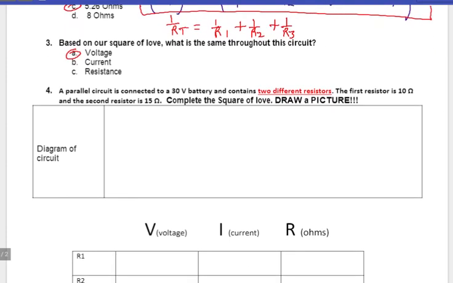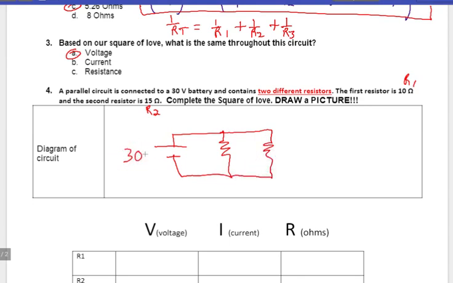A parallel circuit is connected to a 30-volt battery and contains two different resistors. The first resistor is 10 ohms and the second resistor is 15 ohms. Complete the square of love and draw a picture. So here's our picture. Here's our battery. Here's our first resistor over here. There's our first path. And then here is our second resistor over here, second path.